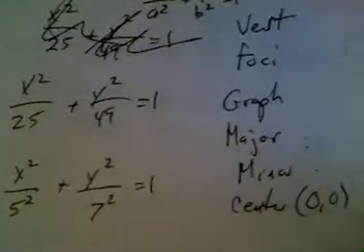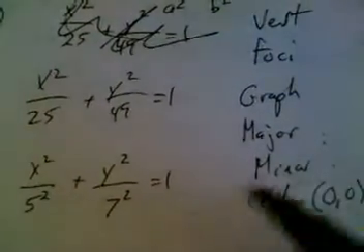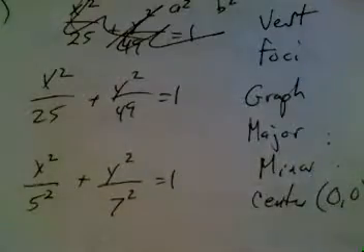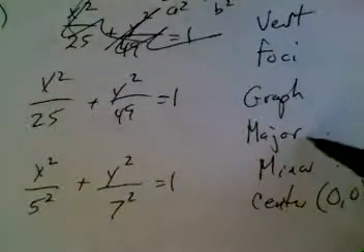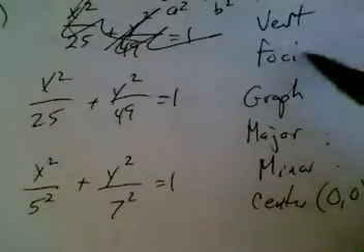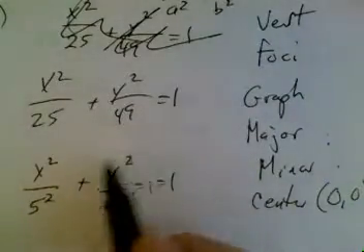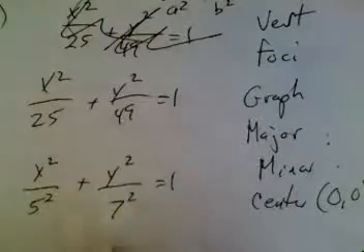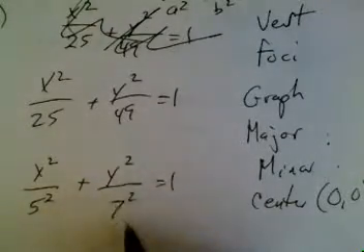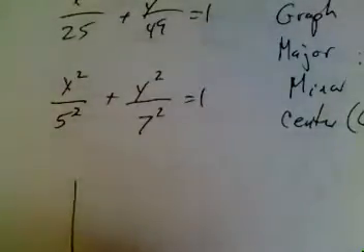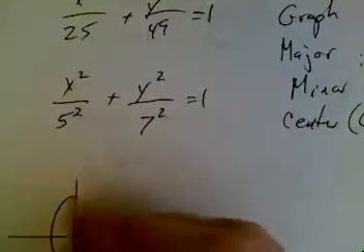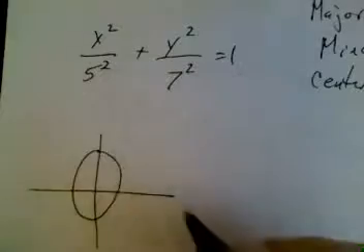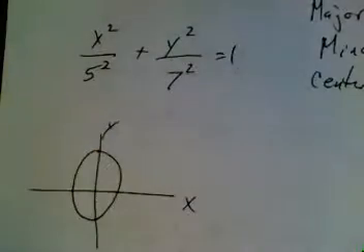Now, in which direction, the x-axis or the y-axis, is my major axis? Where are the vertices and the foci going to lie? Notice the larger value is underneath the y. That means my major axis is going to land in terms of the y. So if I were to plot this, it would look something like this, exaggerated in the y direction as opposed to the x direction.